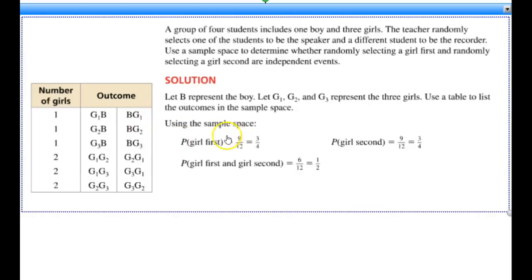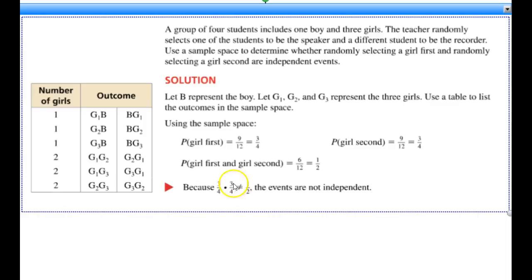Okay, so using my sample space, the probability that I pick a girl first: I count all of the possibilities where I pick a girl first, which was 9 out of my 12 possibilities. Then I look at my probability of picking a girl second, and I count all of the possibilities in here. There are 9 out of 12. So now I find the probability of a girl first and a girl second. I count the numbers here, and I can figure that out.